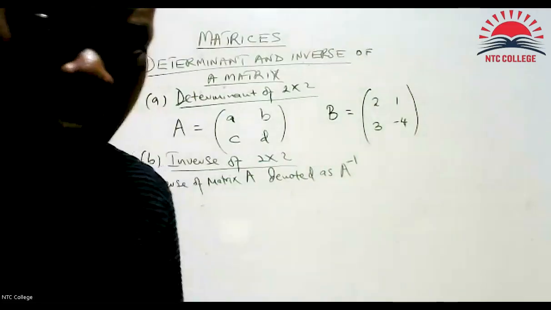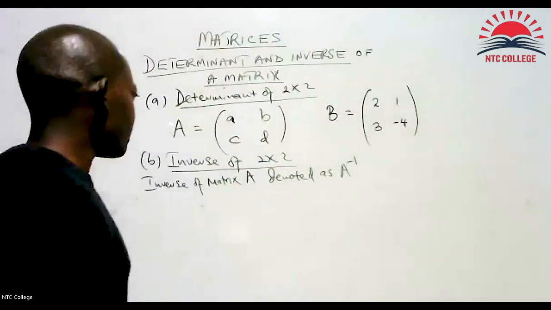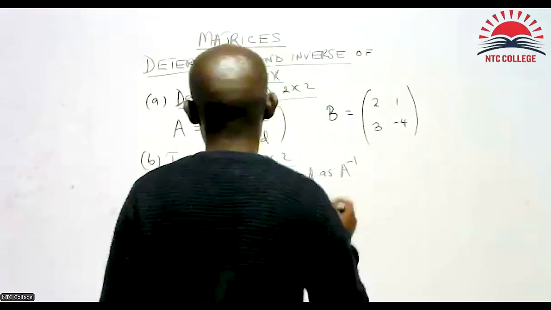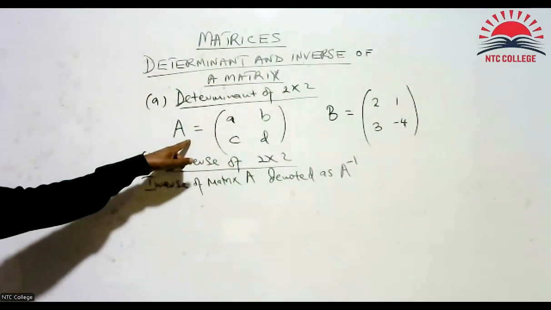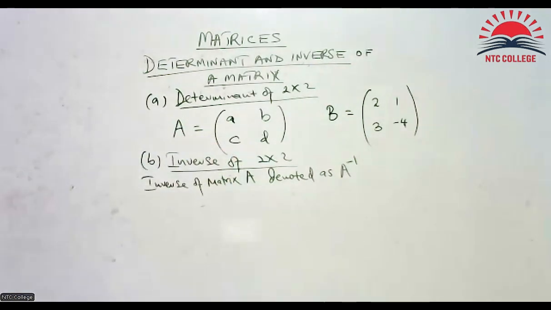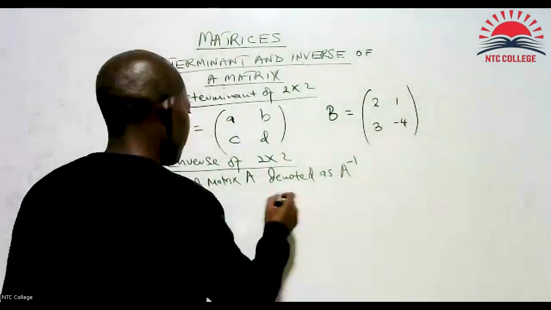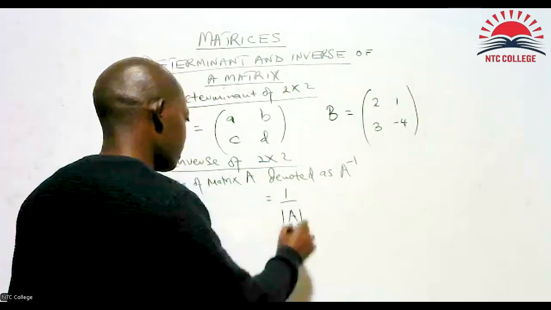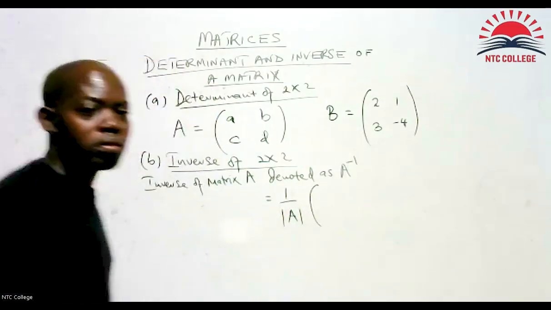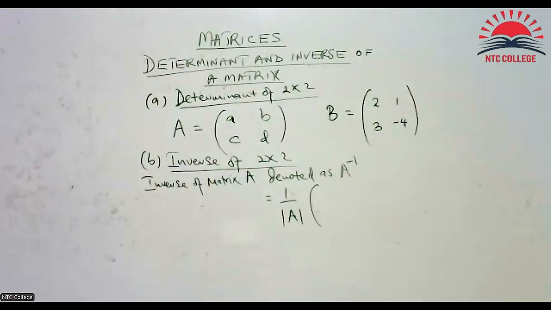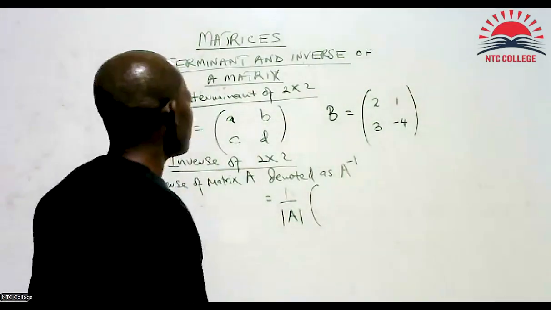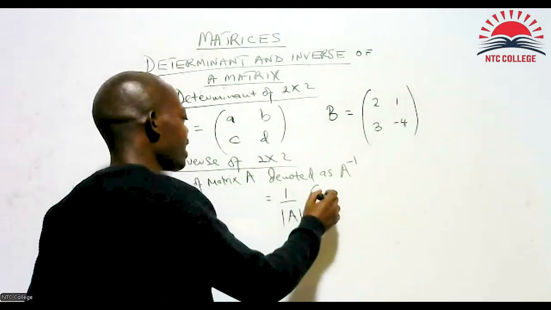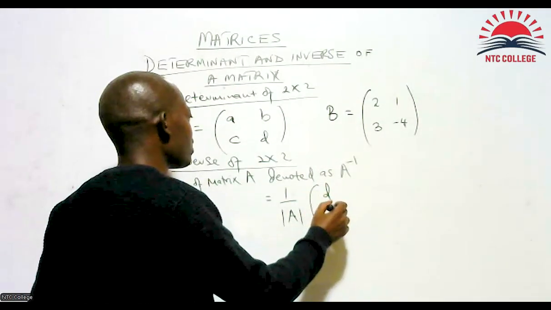The inverse of matrix A will be denoted as A inverse. Remember our matrix A is the one above. So assume matrix A has the elements A, B, C, D. The inverse of matrix A is given by the formula 1 all over the determinant of A, into, now look at what we are doing. We are interchanging the elements in the principal diagonal.